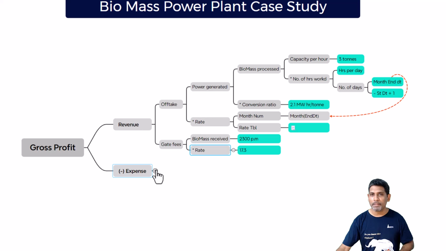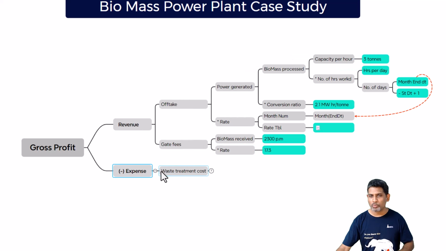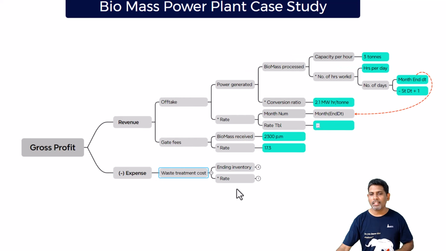Now coming to the expenses, we have only one expense, which is the waste treatment cost, and this is going to be paid based on the quantity of inventory that's left. So whatever inventory is still left, somebody has to treat it and there has to be a payment. This rate is fixed as per the problem at 4.1 per ton.